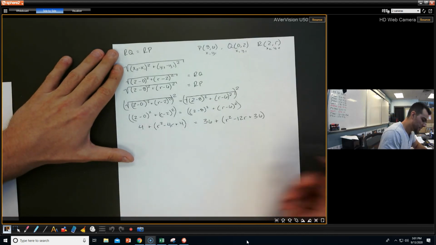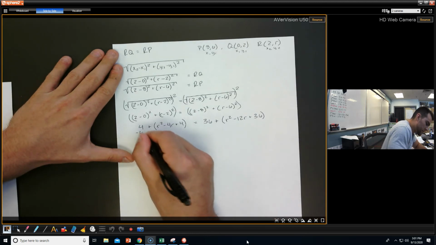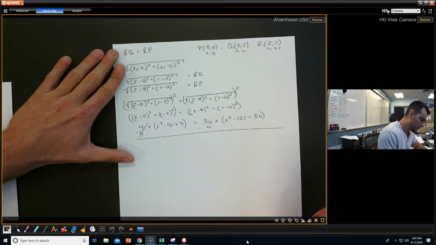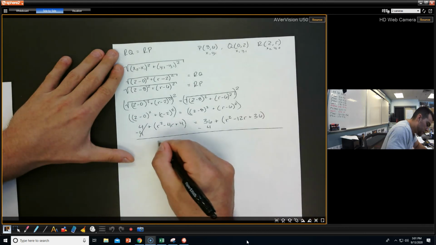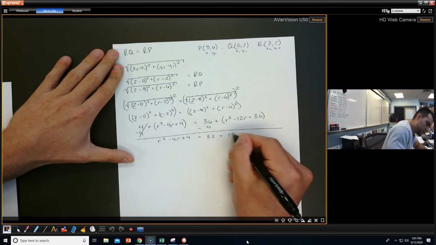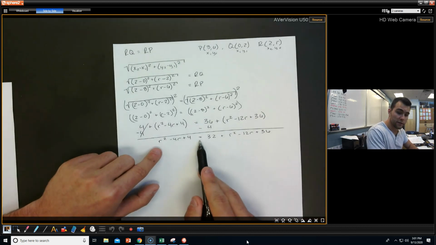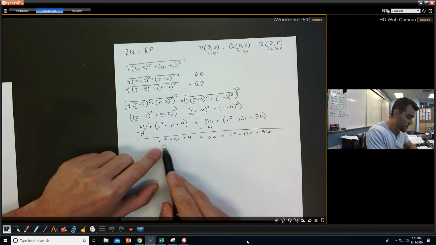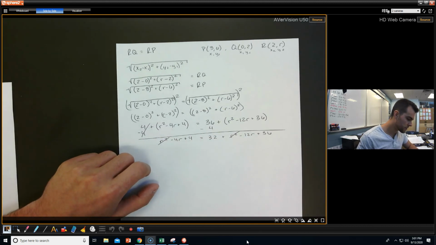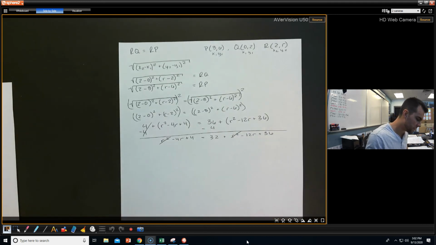Okay, so now we need to combine like terms as much as possible. So I'm going to subtract the 4 over. All right. Let's see what else we got. Okay, so I got r squared minus 4r plus 4 equals 32 plus r squared minus 12r plus 36. Now, if we're looking at this, different sides of the equal sign, if I subtract r squared from both sides, they're just going to cancel. So that's nice. I can combine these, 36 plus 32, that gives me 68.